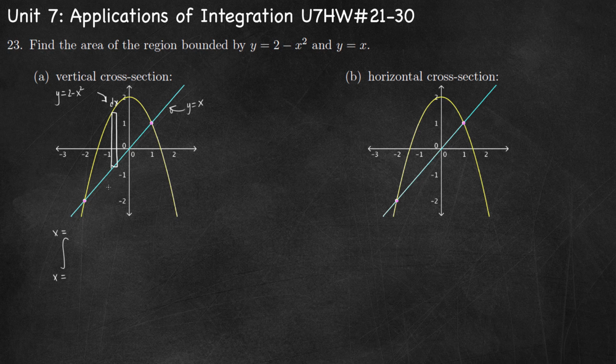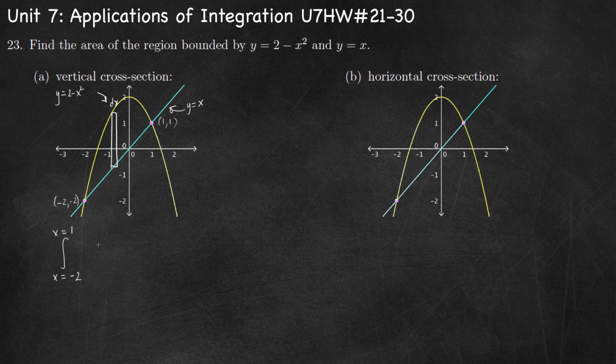So my points of intersection here look like -2, -2, and then 1, 1, but I'm going to verify that by substituting those values into both equations and making sure that is accurate. So -2, -2 definitely works for y equals x. 1 equals 1 works for y equals x. And then 2 minus -2 squared is 2 minus 4, or -2, so that works. 2 minus 1 squared is 1, so that works. So points of intersection are -2, -2, and 1, 1. We're going from x equals -2 to x equals 1.